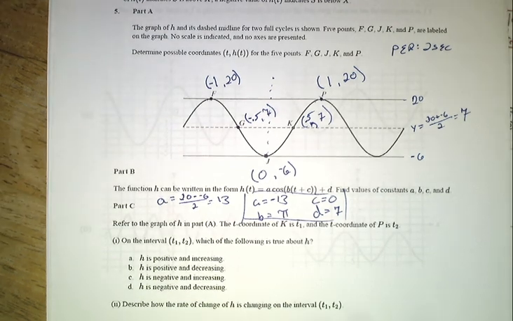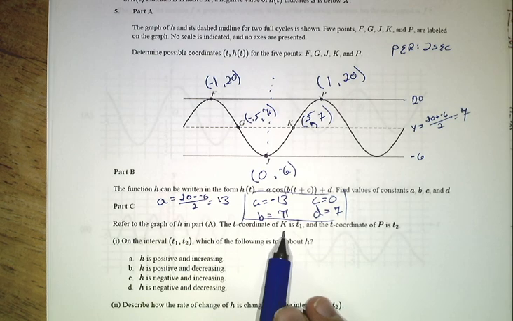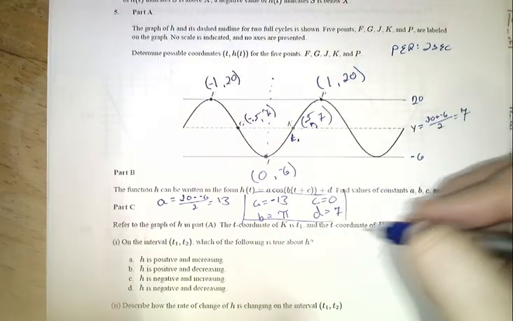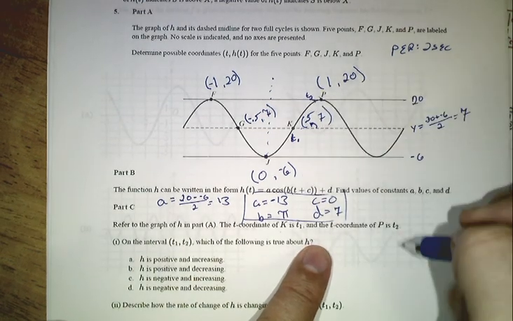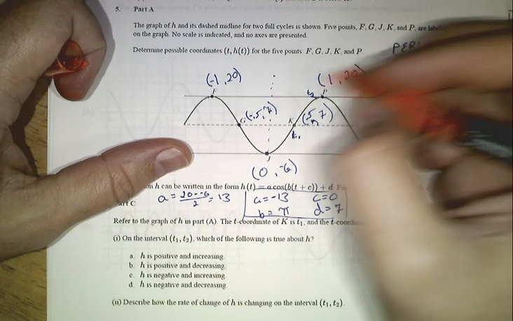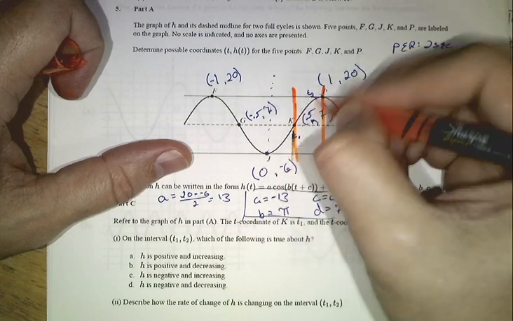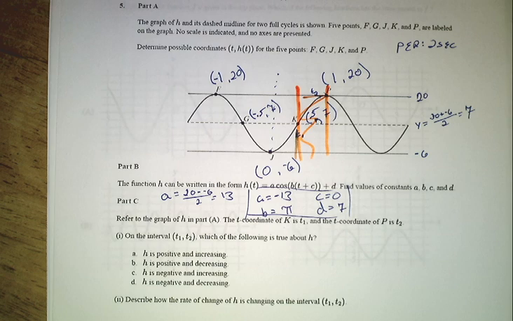And then finally, part C. On the interval t1 to t2, refer to the graph of h as in part A. The t coordinate of K is t1, so this is t1. And the t coordinate of P right here is t2. So on the interval of t1 to t2, in between here, this is our interval from here to here. In that area right there, which of the following is true about h?